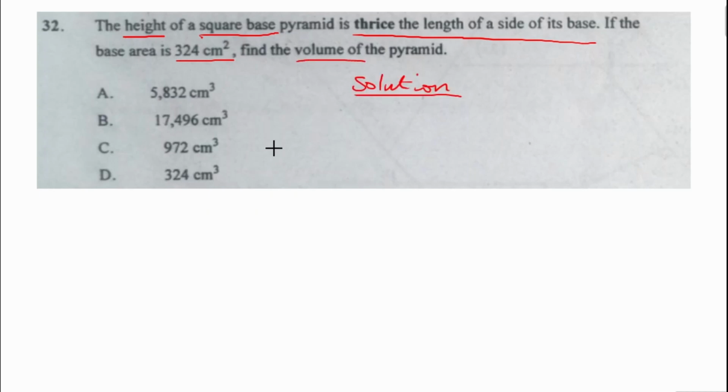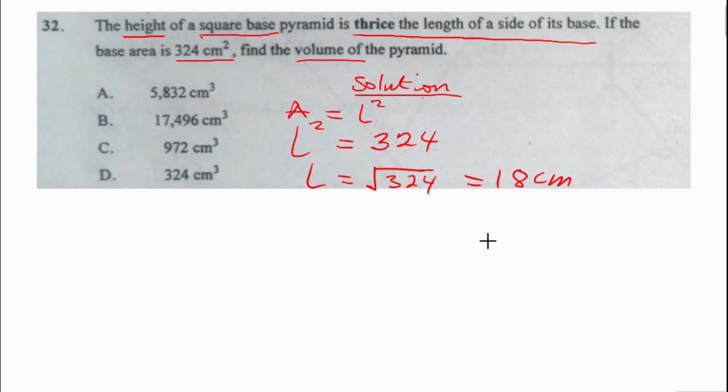If the base is a square, then its area will be L squared or S squared, whatever you want to say, length or side squared. That means L squared, which is the area, equals 324 square centimeters. Taking the square root of both sides, because we're solving for L, L will be equal to the square root of 324, which equals 18 centimeters. So the length of one side of the square base is 18 centimeters.